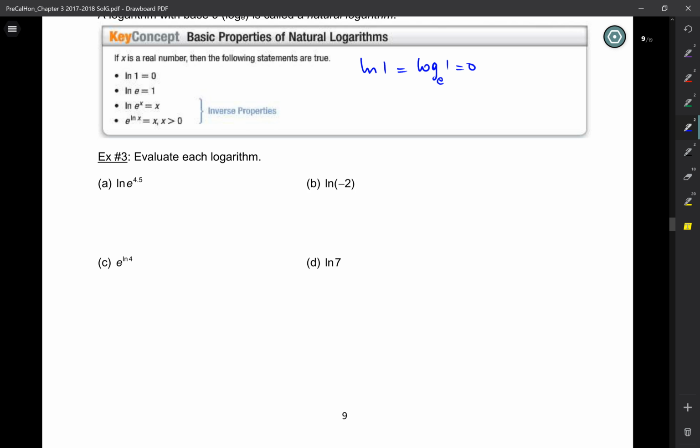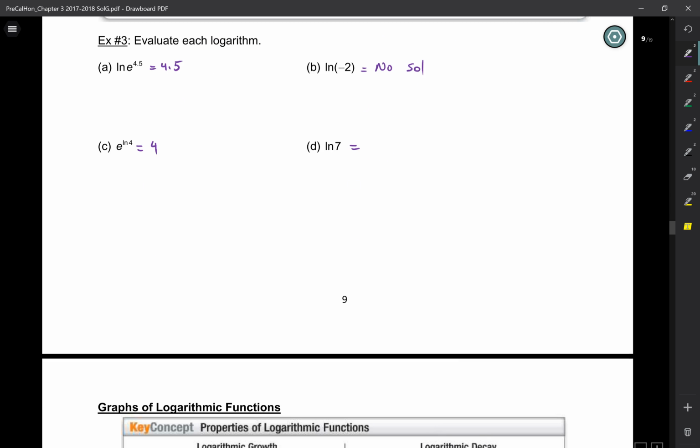ln of e to the x is x. ln of e just goes away. So let's do some examples here. What would this turn into? 4.5. And b? Can't, no solution. And c? e to the ln 4? Just 4. And this one, we plug it in and we get 1.946. Awesome. Okay?